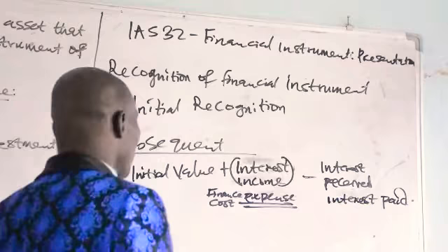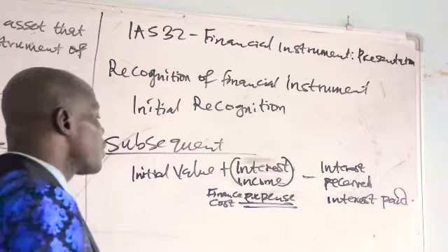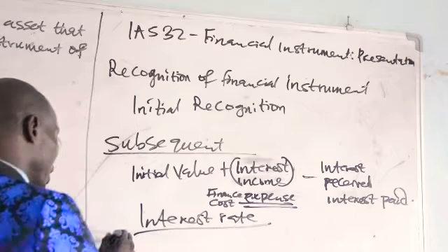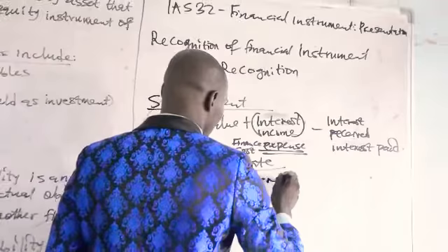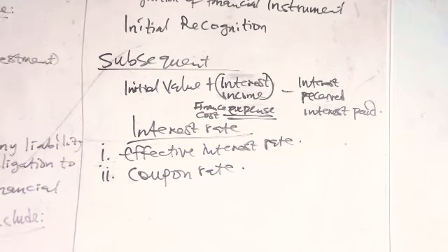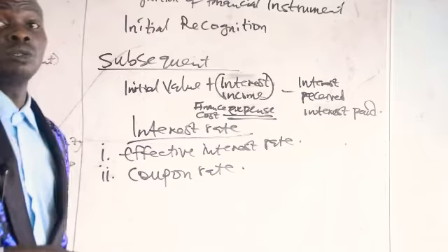Now, to prepare your amortization table, I want you to note that two different interest rates will be given. One is the effective interest rate, and the second one is the coupon rate. These are the two possible rates you will be given in the question. At times you may be given one, but you have to know which one you are given. Where the second one is not given, you take that one to be 0%.